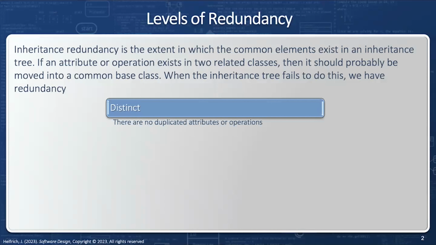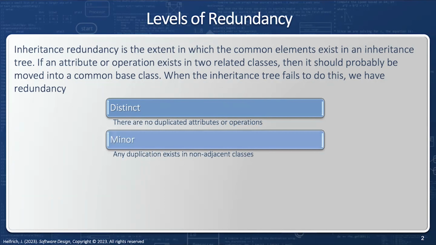Distinct is what we're looking for. There are no duplicate attributes or operations. Obviously, this is the Holy Grail. Minor: any duplication exists in non-adjacent classes. In other words, there might be a redundant operation or a redundant attribute, but they're not sibling classes. They're far apart in the inheritance tree. Sometimes this is acceptable and even desirable because the amount of work required to remove the redundancy would be greater than the benefit received from it.